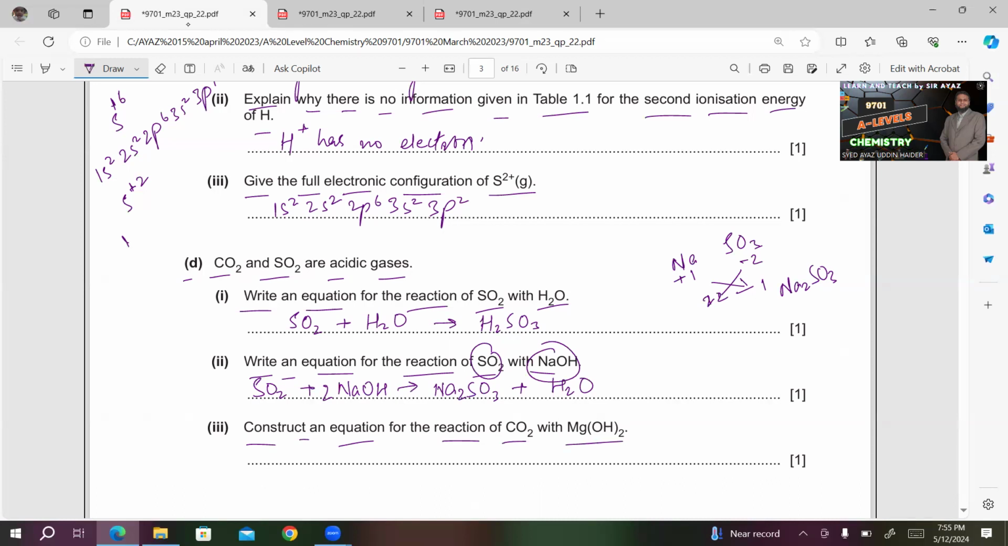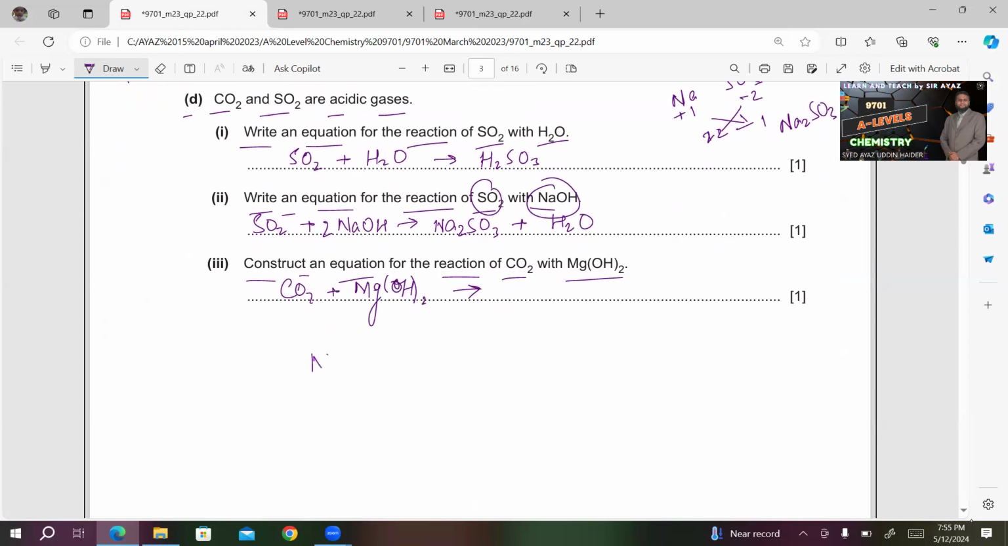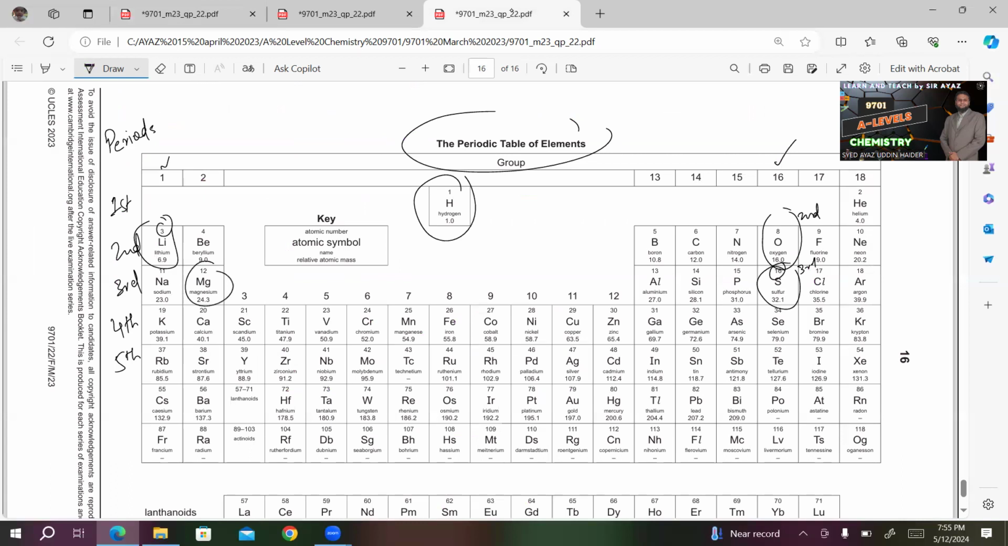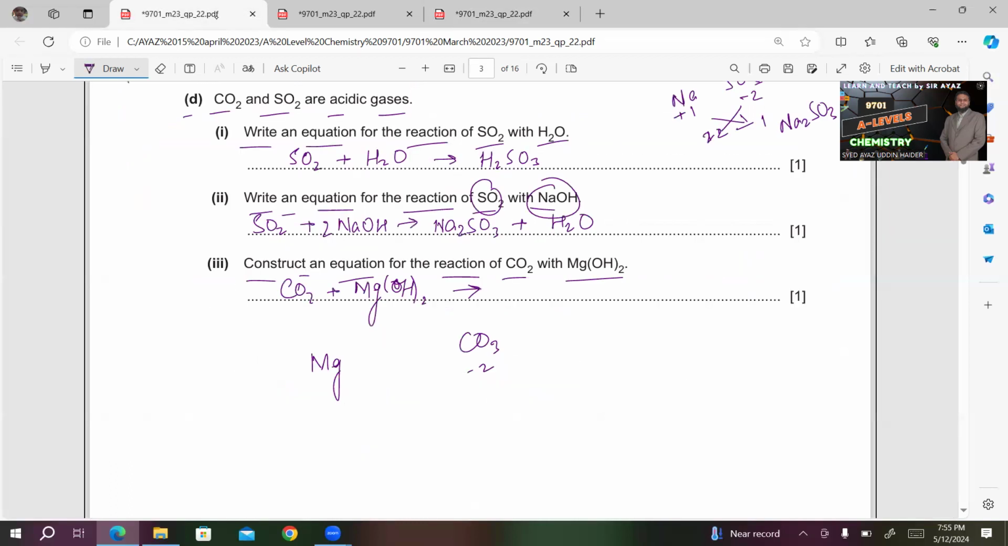Carbon dioxide is a gas. When it reacts with magnesium hydroxide, it will form a carbonate plus water. So we'll get the carbonate of magnesium. For the formula of magnesium carbonate, carbonate carries a -2 charge, and magnesium, where is magnesium? Magnesium is here. It's in group 2. Group 2 carries a +2 charge. So +2, same numbers, ignoring the charges, 1, 1. The subscript will be exchanged. So the final formula must be MgCO3 plus H2O.